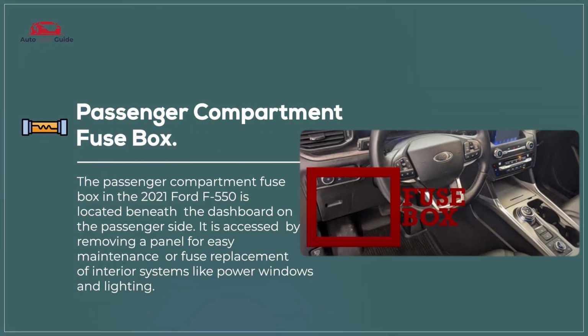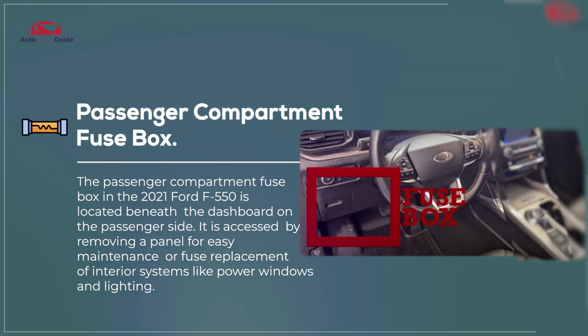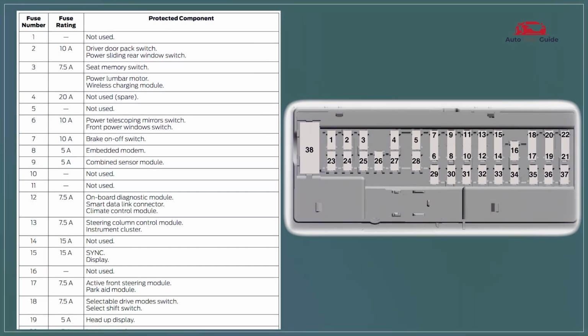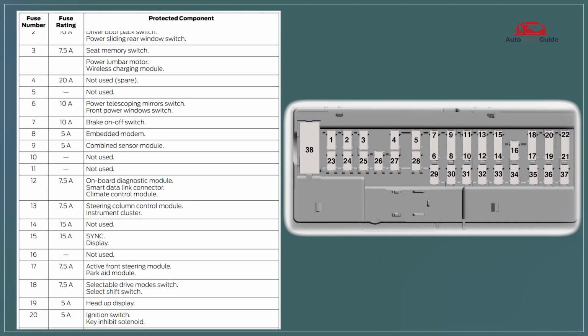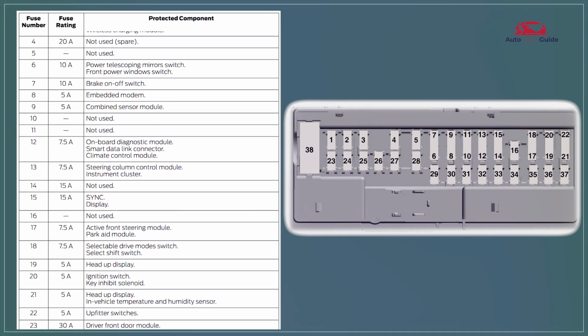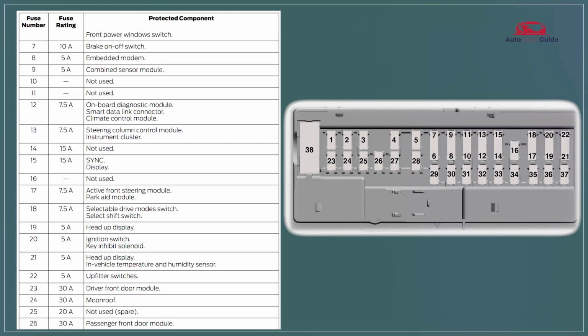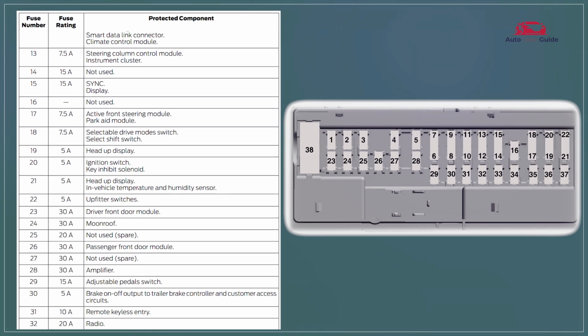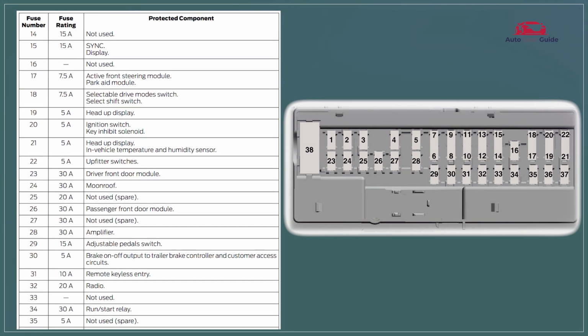Passenger compartment fuse box. The 2021 Ford F-550 passenger compartment fuse box controls interior systems such as power windows, lights, and infotainment. It features clearly labeled fuses for easy identification, allowing quick and convenient maintenance or replacement access.